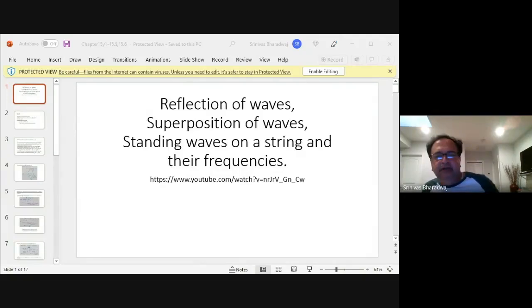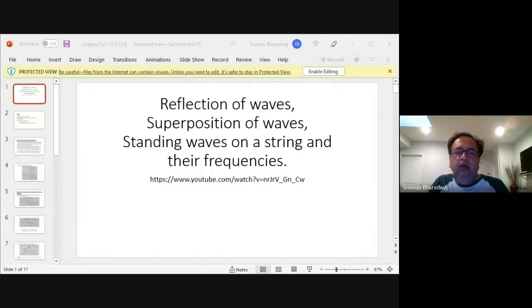The velocity can be rewritten as square root of t over mu, right? nv over 2l, v is square root of t over mu, right? Therefore you have frequency equals n by 2l square root of t over mu. That's what you end up with. Okay, so n by 2l square root of t over mu. The distance between two nodes or two antinodes is lambda by 2.